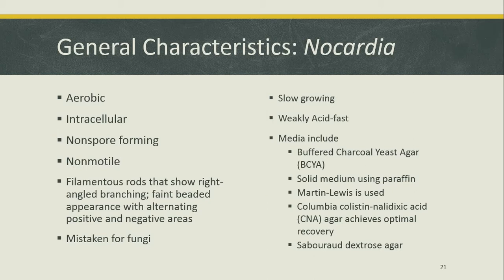Nocardia, again, is also acid-fast. It's actually weakly acid-fast. It's also aerobic, also grows intracellularly, also non-spore forming and non-motile. Something that stands out with these is that they show right-angled branching or have a faint beaded appearance with alternating positive and negative areas. That's due to it being weakly acid-fast, so some of the stain can get through, but not all of it.